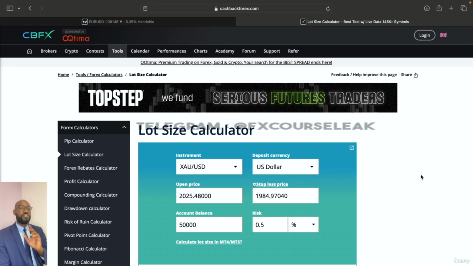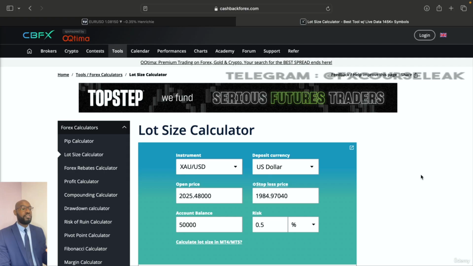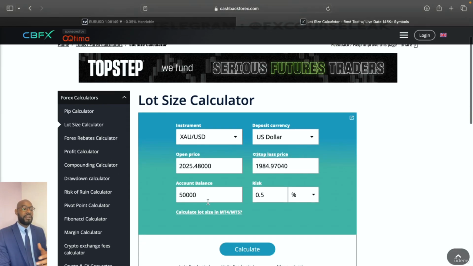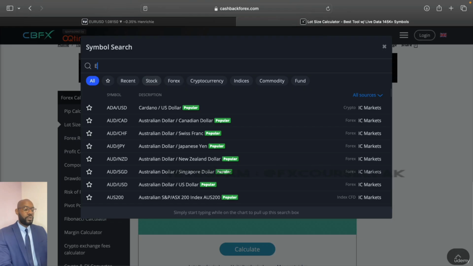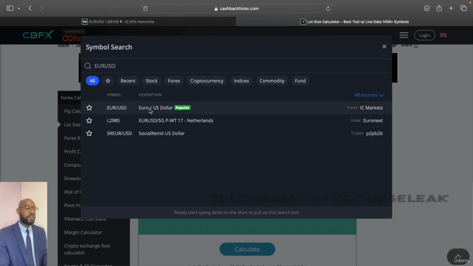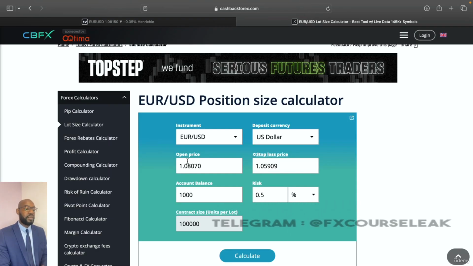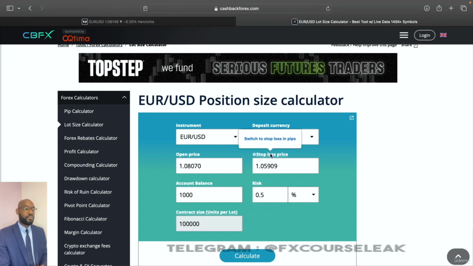So the first tool is TradingView. The second tool is Cashback Forex. So this is what you're going to use to check your risk. So before you enter any trade, let's say your account size is $1,000. Now this is what you would use. Right here, you can see account balance 1,000, and now you want to risk 0.5% of your account. And this is you trading. Let's say we're working with Euro US dollar, and right here, Euro US dollar. This will be the entry price and this will be the stop loss.